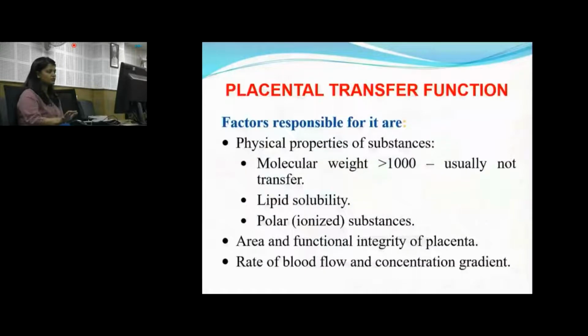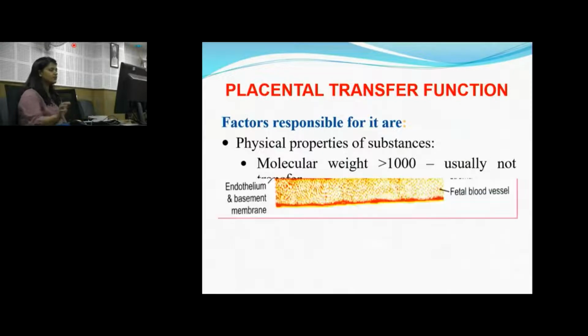Placental transfer function. The factors which are responsible for the transfer of a substance across the placental membrane are its molecular weight. If it is more than 1000 Dalton, it is usually not transferred. Lipid solubility helps in transfer of the substance, while polar or ionized substances need carrier proteins. Area and functional integrity of the placenta also determine how much substance transfer will happen, as do the rate of blood flow and concentration gradient.